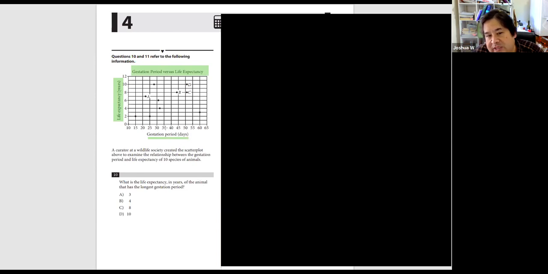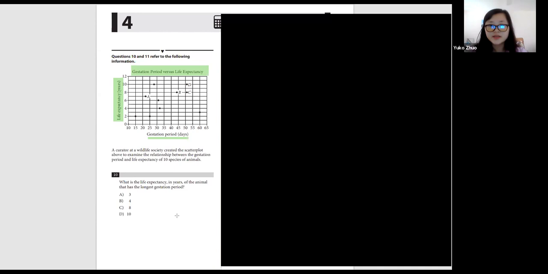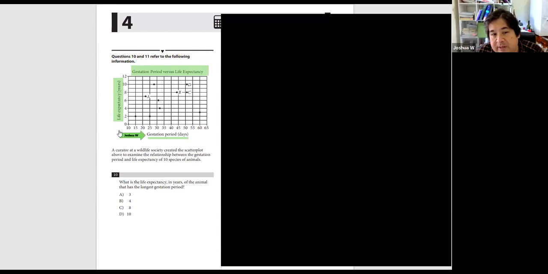Let's read the questions. You can see it depends on how long. Can you read question number 10? What is the life expectancy in years of the animal that has the longest gestation period? Okay, so the longest period animals are the data over here. So what animal had the longest gestation period? What data point do you see? Here are a few of them in the graph.